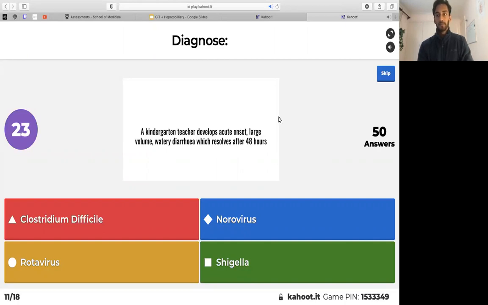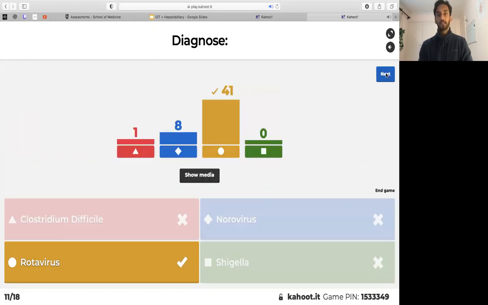Couple more people. I might just get ready to skip. Anyone got an answer? No? All right. Cool. So rotavirus is the answer. Let's take a look as to why.